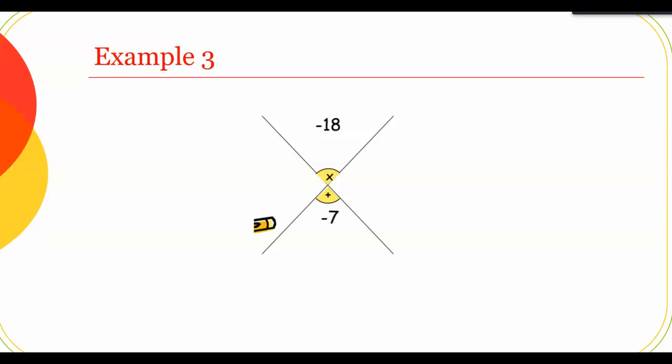Two numbers that multiply to -18 and add to -7. So the only way to get a negative on top is to have a negative factor and a positive factor. And in this case, a -9 and a +2 will give you -18 and -7.